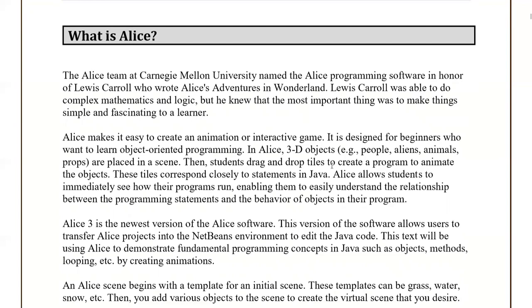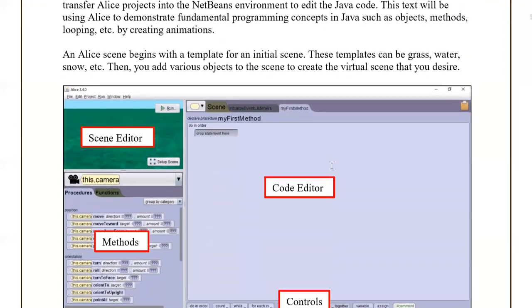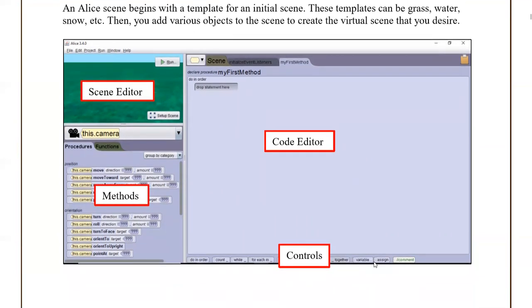Okay, so we're going to be talking about Alice 3, and this is what it looks like. I'm going to run Alice just a while. But let's just go over the anatomy of the scene. When you start Alice, after you select a world, on the left, you're going to see the scene editor and the methods, and on the right, you'll have the code editor, and below, you'll have the tiles or the controls that you'll drag onto the code editor.